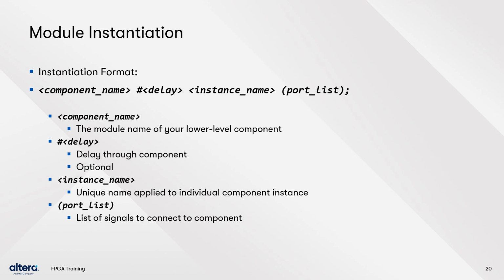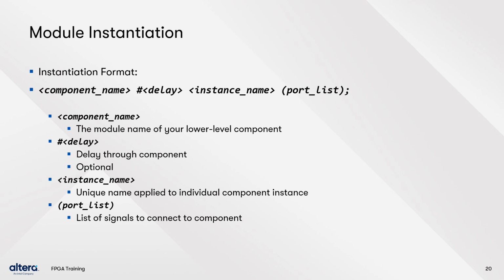Once a module is declared, it may be instantiated at a higher level module by using the syntax here. First is a lower level component name. This is the name of the component that you have declared. If you wish to express a time delay through the component, you may use the optional #delay construct. This is used in simulation only and not during synthesis.